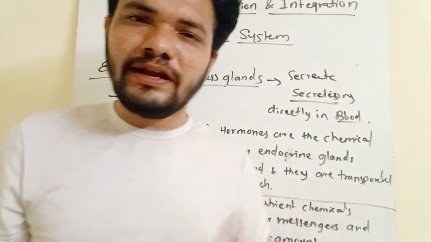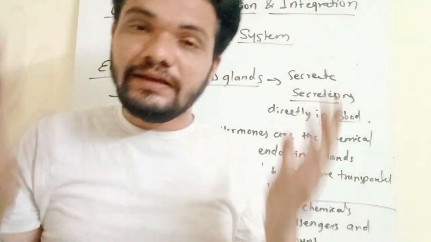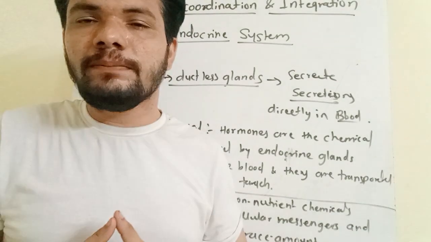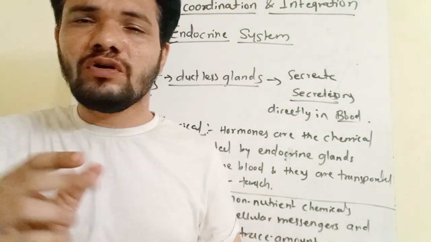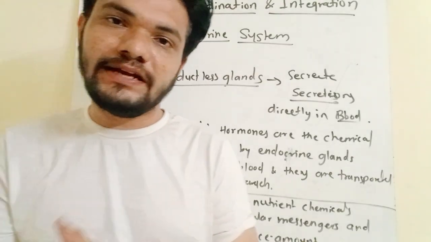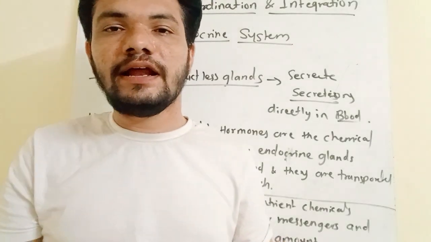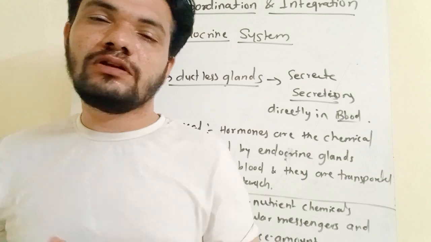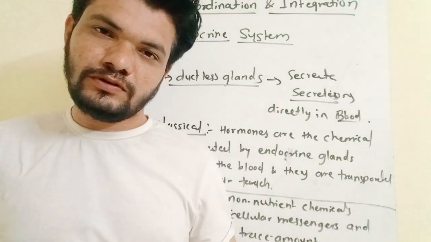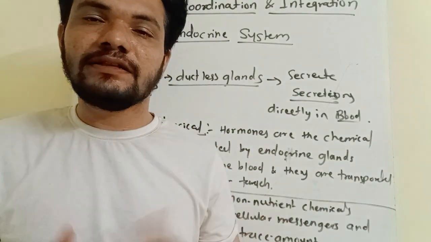There are so many endocrine glands present in your body. In invertebrates, the endocrine system is very simple and they secrete few hormones. But in vertebrates, they have a complex endocrine system. There are lots of endocrine glands, and they secrete lots and lots of hormones which coordinate and regulate your body. The names and the list of those glands we will be studying in the next video.